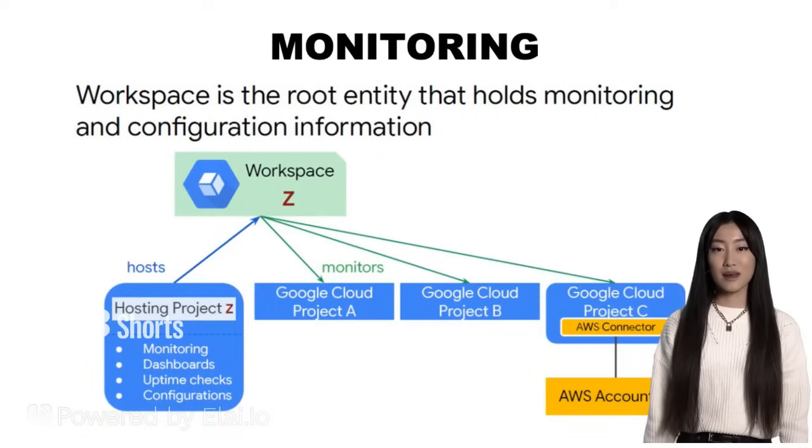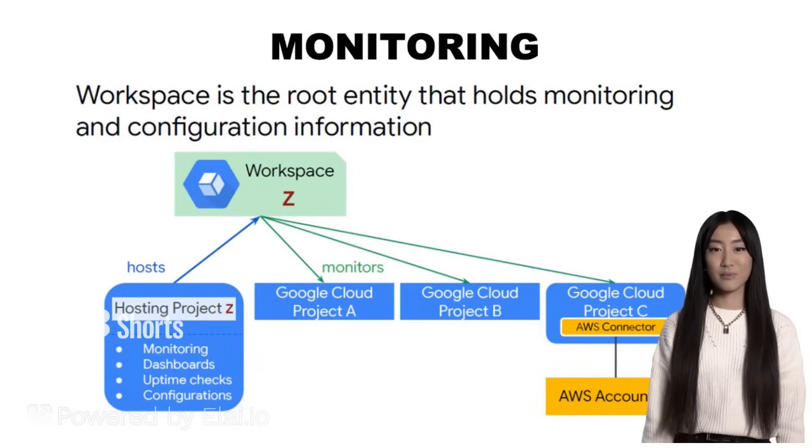To access an AWS account, you need to set up a project in Google Cloud to contain the AWS connector. Since workspaces can monitor all of your Google Cloud projects in one place, a workspace is a single control panel through which you can view resources from multiple Google Cloud projects and AWS accounts.